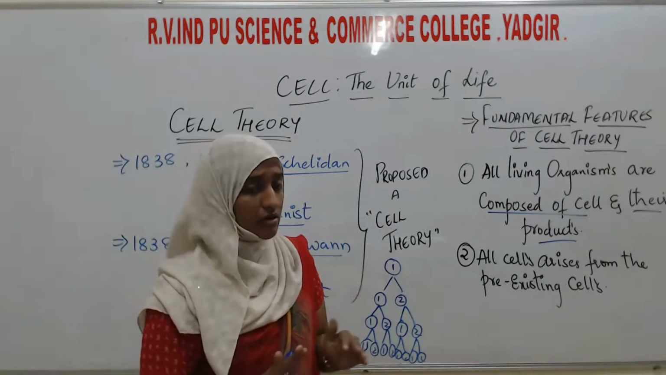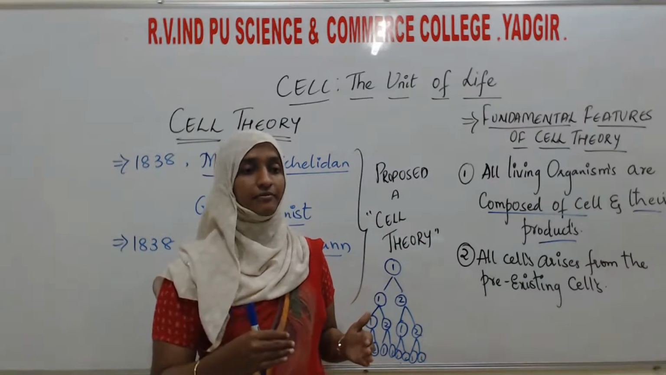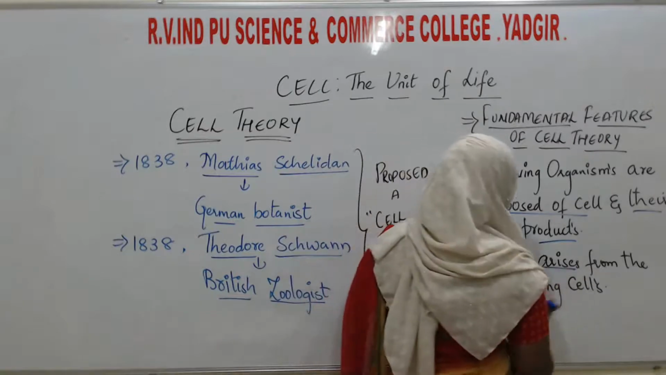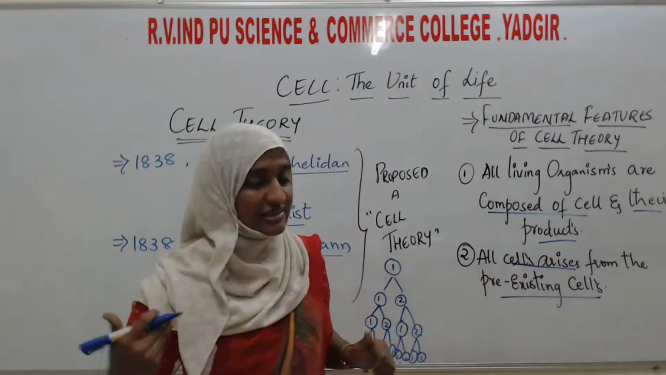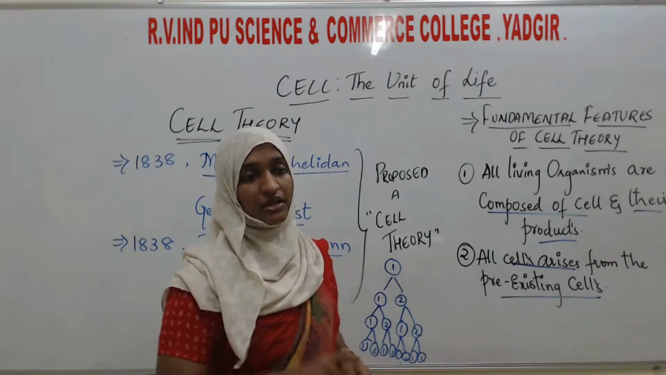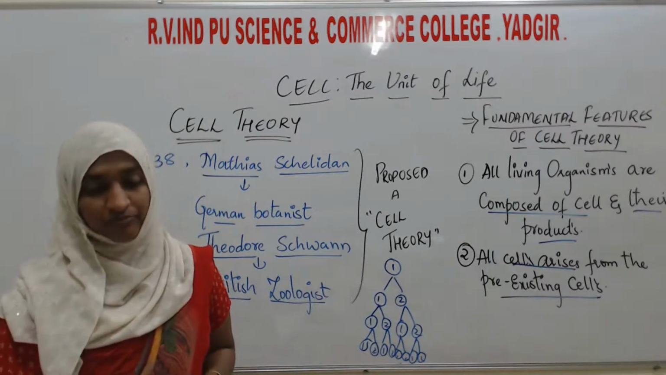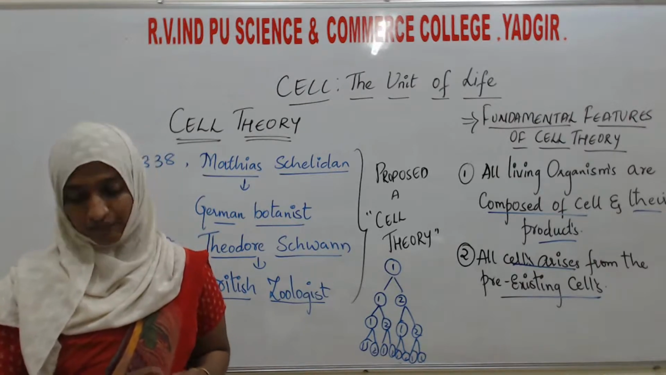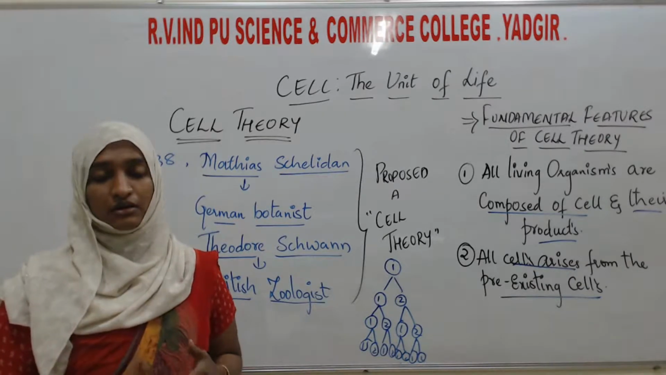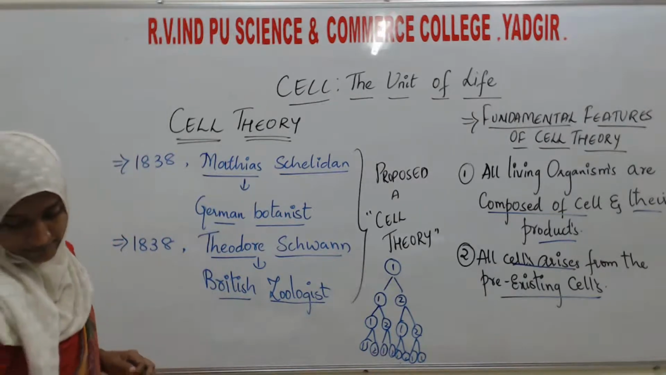That means they are not going to come from anywhere, from the environment. Only in the body of the living organism itself, each cell has the ability to divide. That's why we call it all cells arise from the pre-existing cells. Whatever the parent cells are, those cells will give rise to the next cells. That is the meaning of all cells arise from the pre-existing cells. So this is the second fundamental feature of cell theory. Next, we will go for an overview of a cell and see some of the details of the cell. So this is about the cell theory.